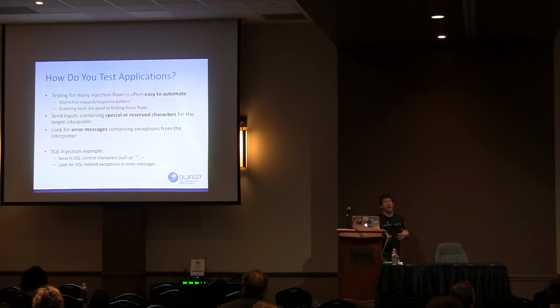So how do you test applications for these types of vulnerabilities? These technical flaws are in a lot of cases really easy to automate. From a dynamic testing standpoint, what we need to know is what types of interpreters we think this application is using. Do we think it's using a SQL database? Do we think it's doing authentication via LDAP? What types of interpreters are we going to find? And let's look for these distinctive request and response patterns, right?